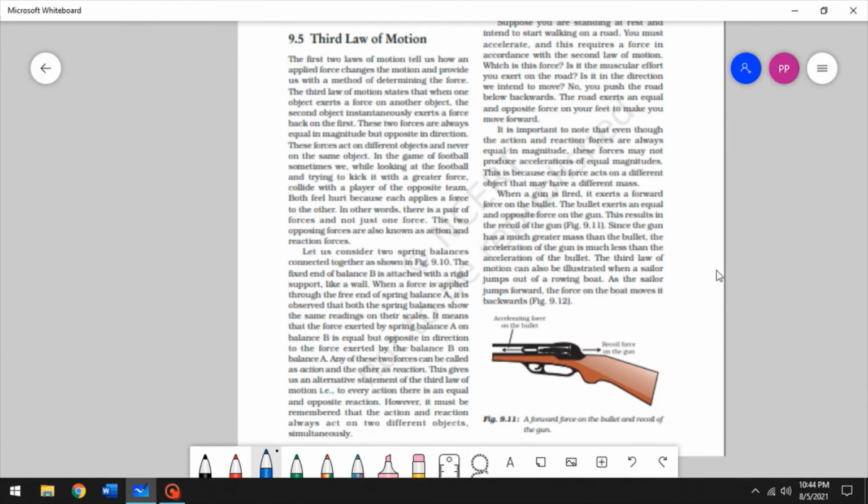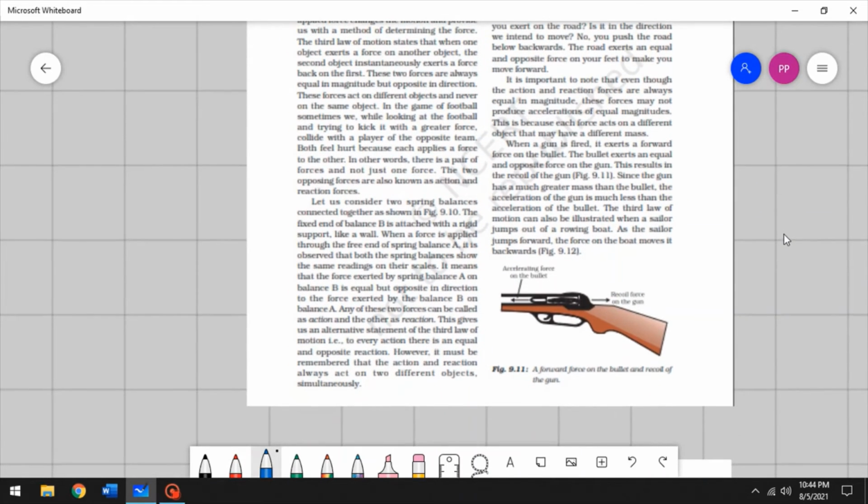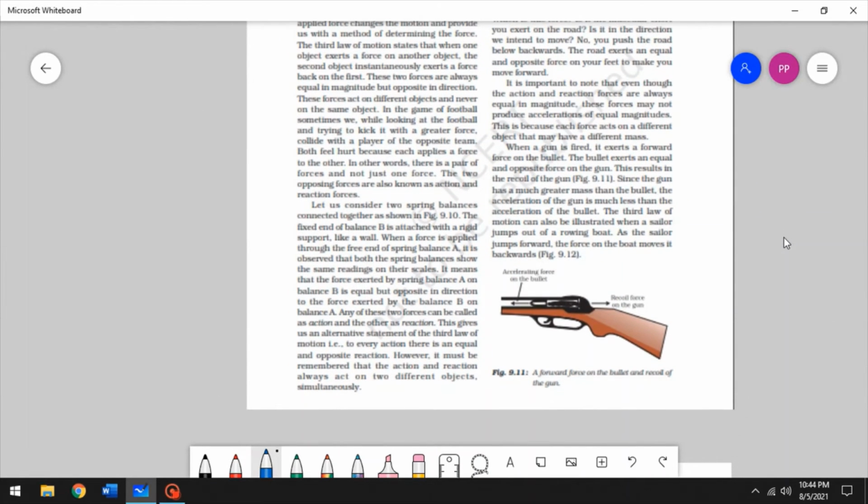That's how a gun works. Once you fire a bullet, the forward force of the bullet is equal to the recoil of the gun. So when you fire a bullet, your hand jerks back, right? The force that the bullet carries is equal and opposite in direction. The bullet moves forward, the gun jerks backward, but it's the same force with which the gun jerks backward, and that proves the third of Newton's three laws of motion.